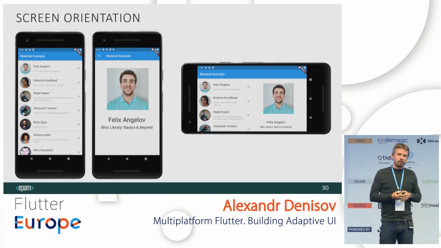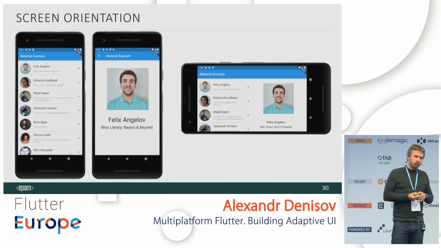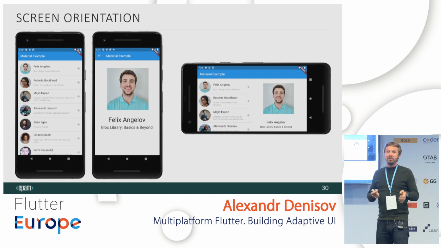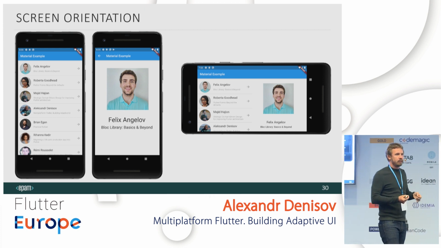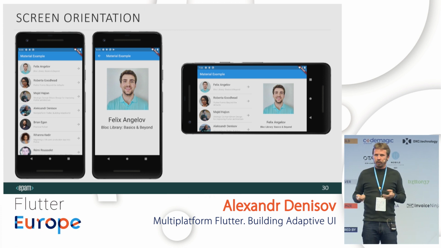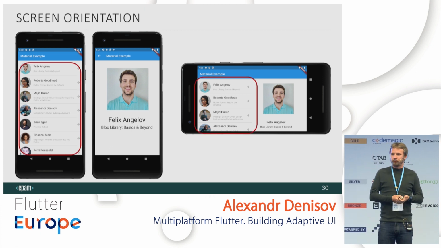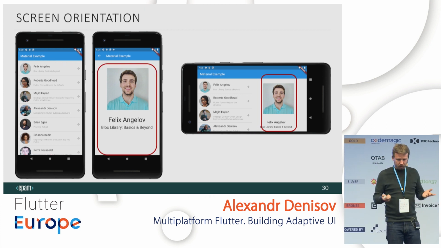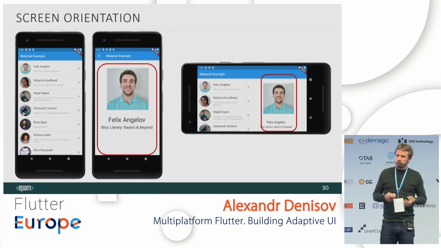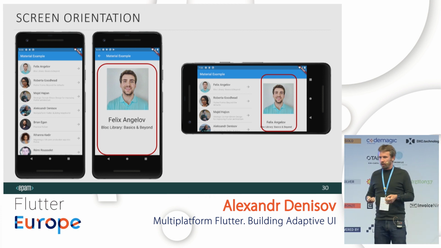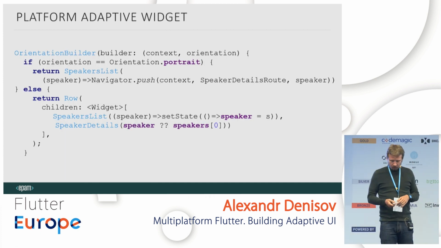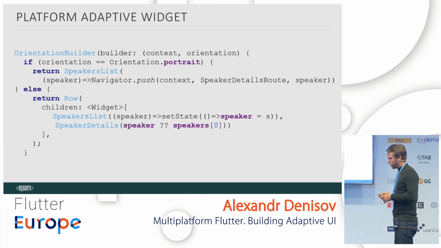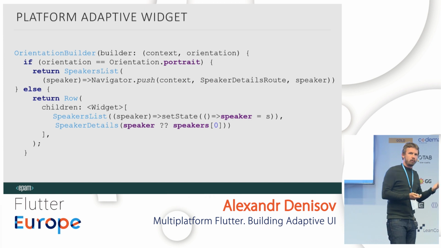In Android native development, fragments were used for this. And since everything is a widget in Flutter, this task is much easier here. We have a speakers list widget and a speaker details widget. You need just to understand which orientation is current and show only one widget or both at once. In order to get the current orientation in Flutter, there is the OrientationBuilder class. Let's take a look at how it works.